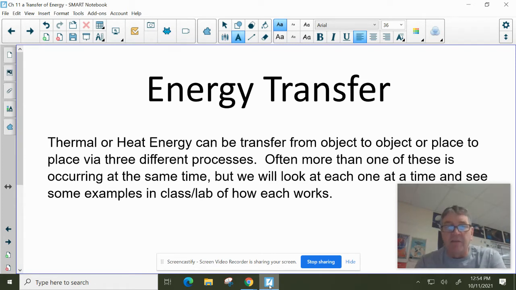So as I've written here, we can transfer heat or thermal energy from object to object or from place to place via three different processes: convection, conduction, and radiation. And often there's more than one acting at one time. So, for example, when you're cooking something, it could be two of the three are happening at the same time, even all three of the three.